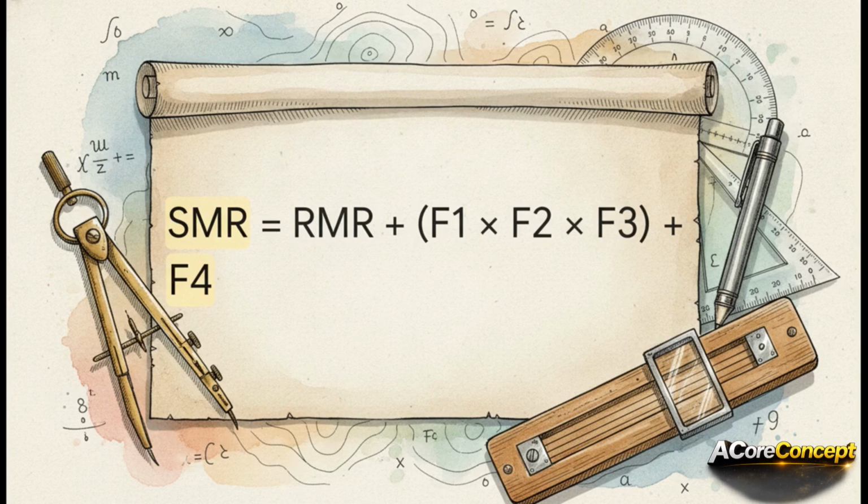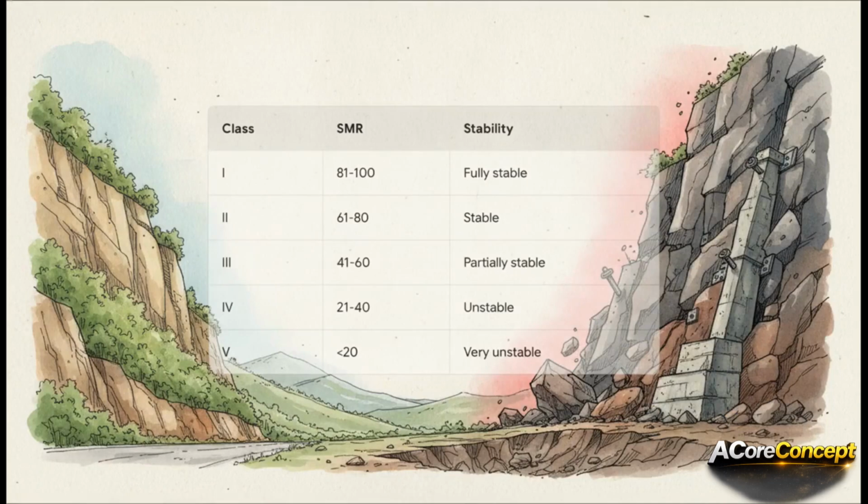By multiplying F1, F2, and F3 together before adding them in, the system mathematically scales the danger. A perfectly parallel joint that is steeply dipping right out of the slope face will multiply out to a massive negative number, which just completely tanks our safety rating. So what does this final score actually mean for us? It directly dictates engineering action.